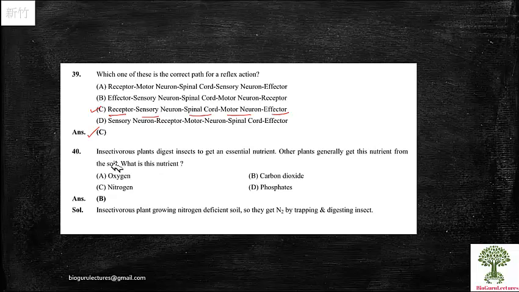Next is insectivorous plants. Insectivorous plants dominantly grow in regions where they lack nitrogen, hence the answer is C. I don't know why it is being considered as carbon dioxide here. The answer is wrong here. Always consider C as the right answer.